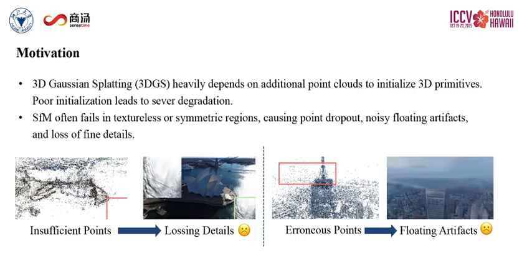In textureless or symmetric regions, it often fails to register correspondences, leading to severe point cloud missing. In repetitive or reflective areas, it produces incorrect matches, resulting in noisy and floating artifacts. As a consequence, the initialization becomes unstable, and the subsequent rendering quality easily degrades.